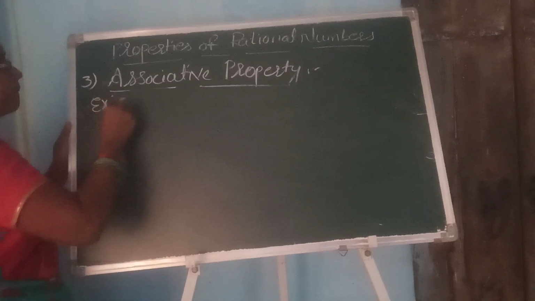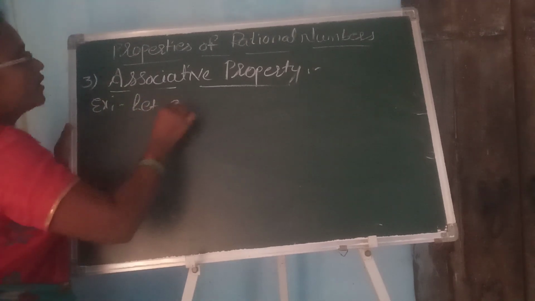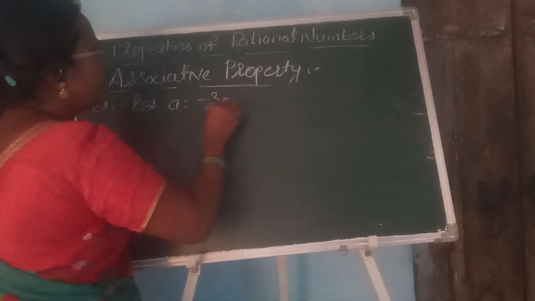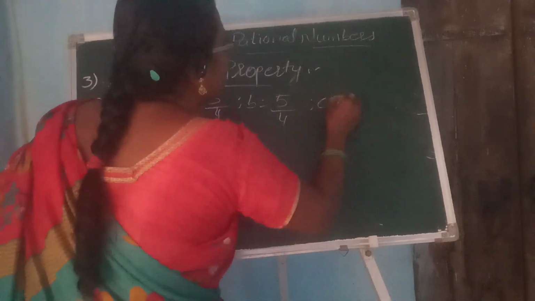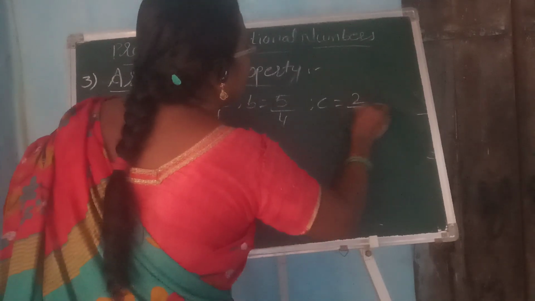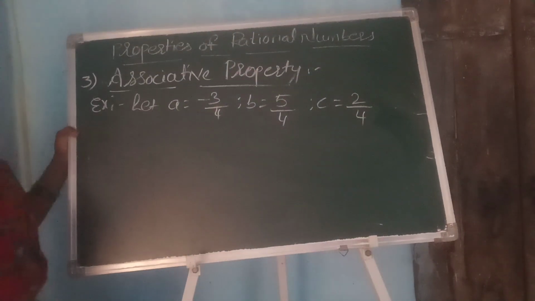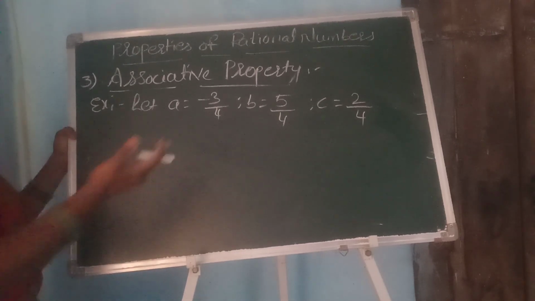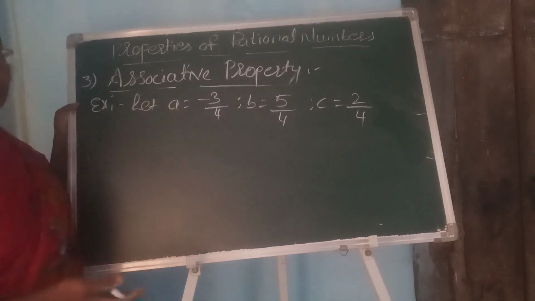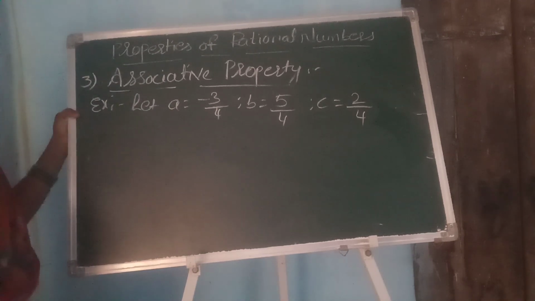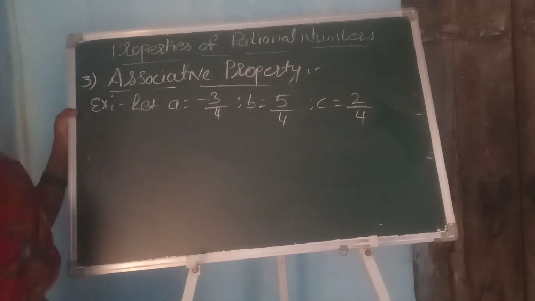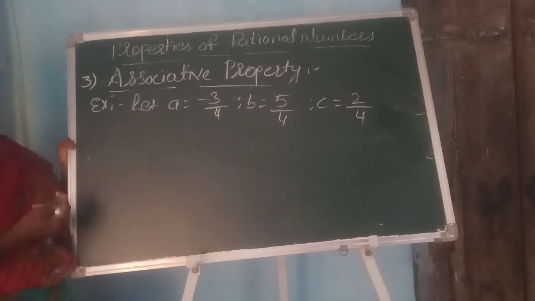Example, let A is equal to minus 3 by 4, B is equal to 5 by 4, C is equal to 2 by 4. If you want to consider other examples also, you can try by taking the A, B, C values as other numbers also. You can change the values and you can try other examples also. Then you can get perfection in solving rational numbers.